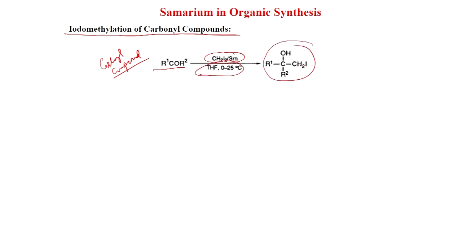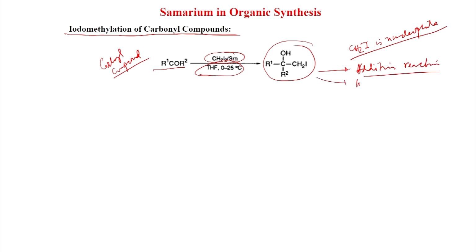So, what happens? The CH2I group added as a nucleophile. So, CH2I is nucleophile and it added to the carbonyl compound. So, this is simply addition reaction, and that is called iodomethylation also, because iodomethyl group has come, that is why it is called iodomethylation of carbonyl compound. Now, molar ratio will be 1:3:2, ketone will be 1, 3 will be CH2I2 and 2 will be samarium.